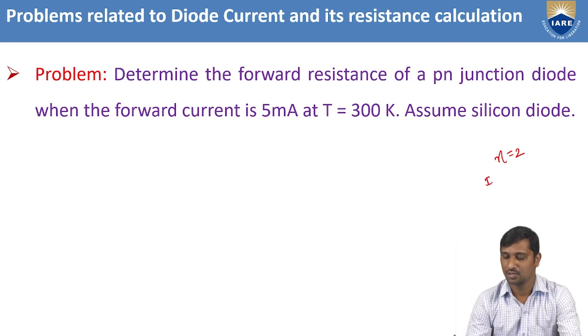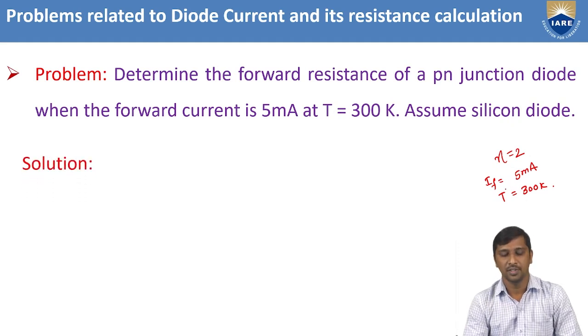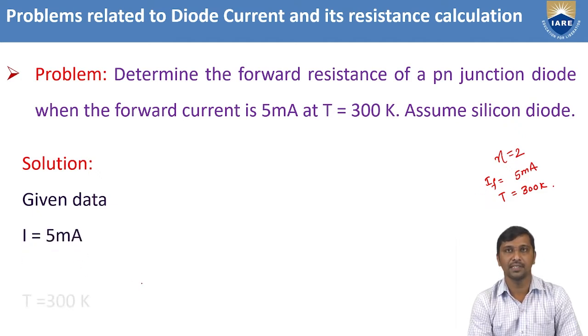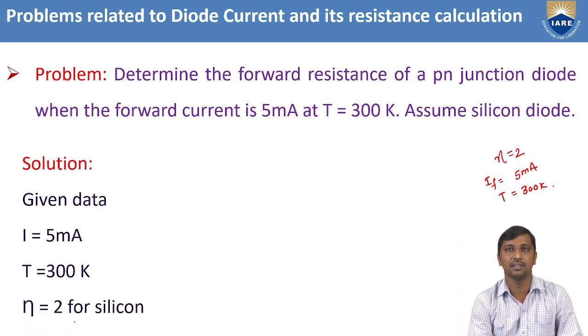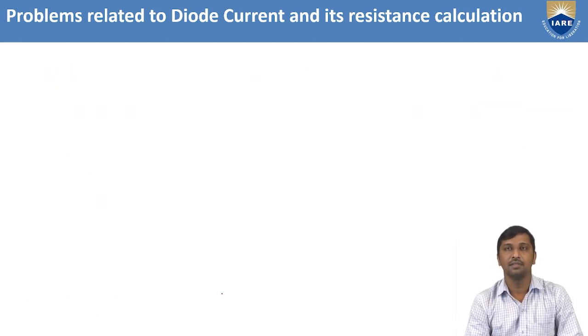So the parameters given are the diode current IF, 5 milliamperes, and the temperature, 300 kelvins. Now we need to calculate the forward resistance. First we write the given specifications: the current is 5 milliamperes, the temperature is 300 kelvins, and eta is 2. Eta is not given, but we assume the diode type is silicon, so we consider eta to be 2. Suppose the diode type is germanium, then we consider eta to be 1. Based on that, we calculate the dynamic forward resistance from these specifications.